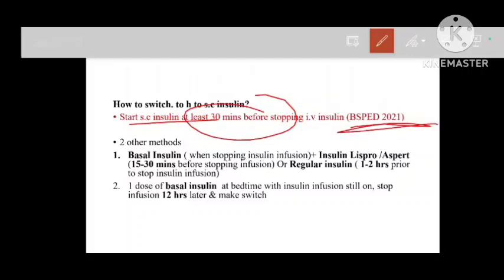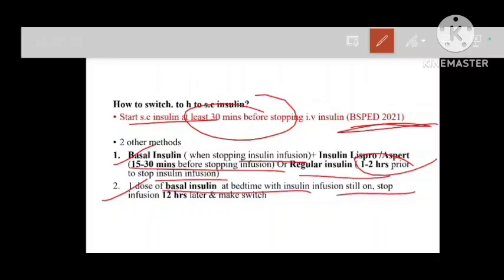There are two other methods mentioned in Nelson 22nd edition. Basal insulin plus insulin lispro, aspart or regular insulin. We can give basal insulin when stopping the insulin infusion, or 15 to 30 minutes before stopping infusion. We can give insulin lispro or aspart, and regular insulin, 1 to 2 hours prior to stoppage of insulin therapy. Or one dose of basal insulin at bedtime with insulin infusion still on. Stop infusion 12 hours later and make the switch. That is two methods.